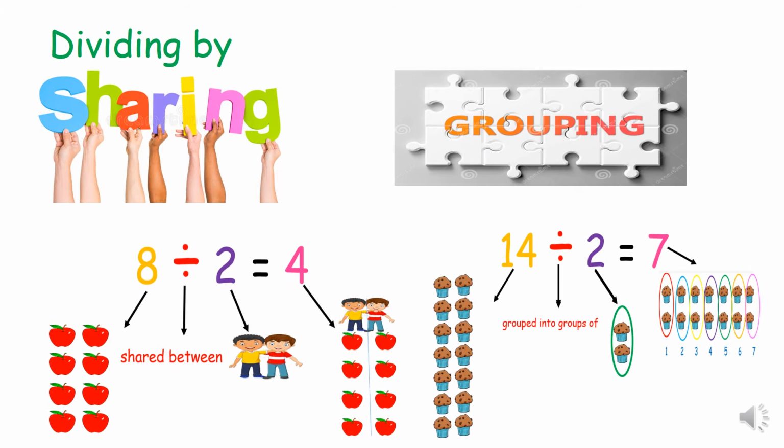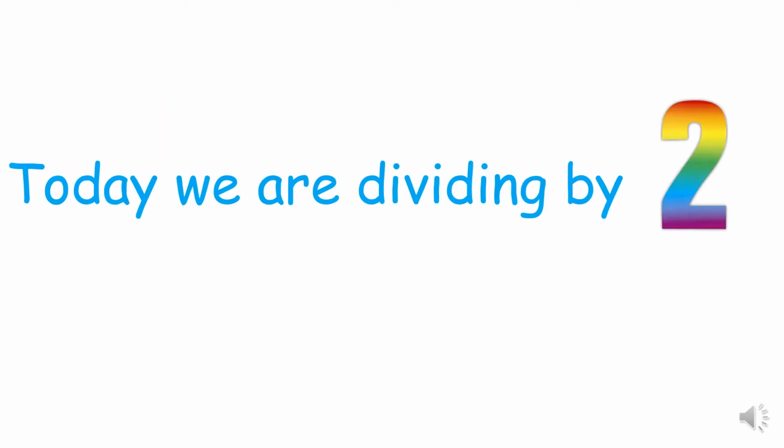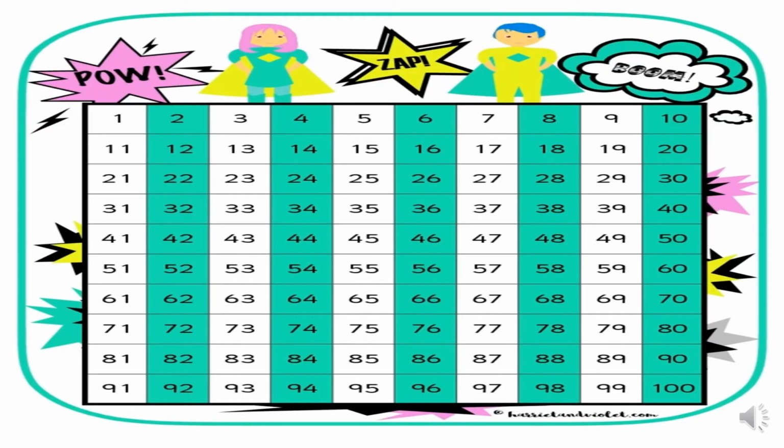So these are our 2 methods that we can use when we're dividing. We can divide by sharing or we can divide by grouping. We still write the same number sentences, but we find the answer in a different way. Today we are focusing on dividing by 2. Before we can think about dividing by 2, we need to remind ourselves of the multiples of 2. Multiples of 2 means the numbers we say when we count in twos. These are part of the 2 times table.